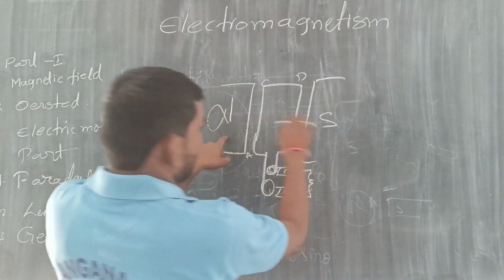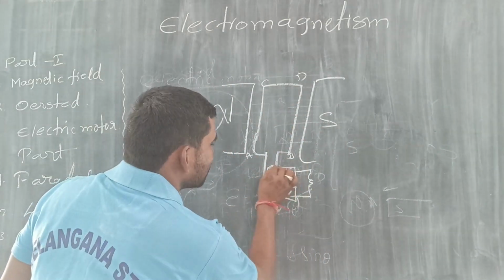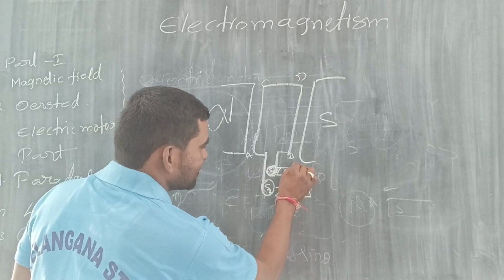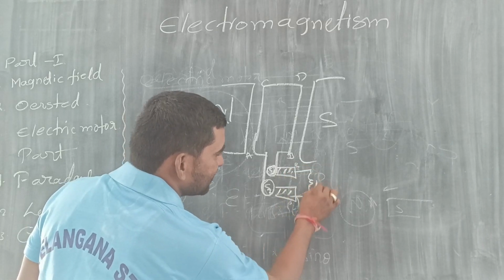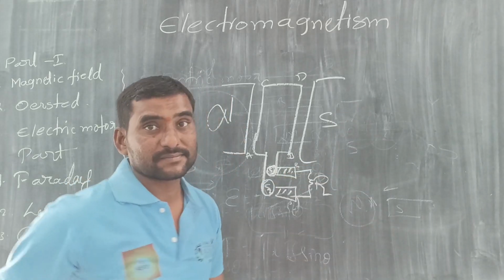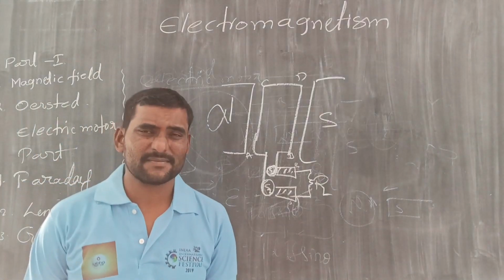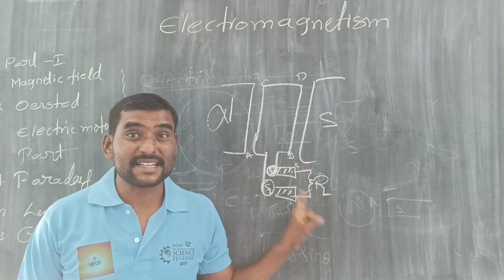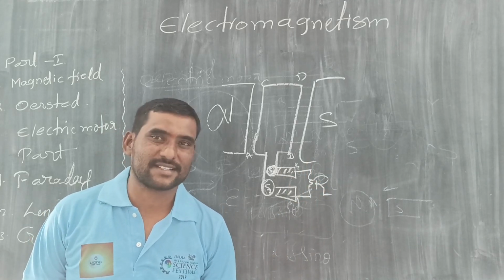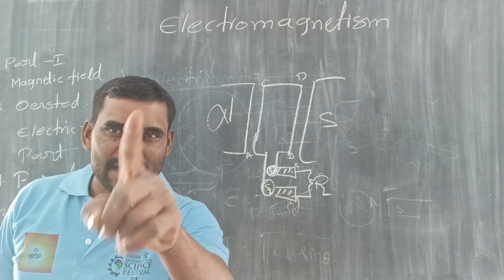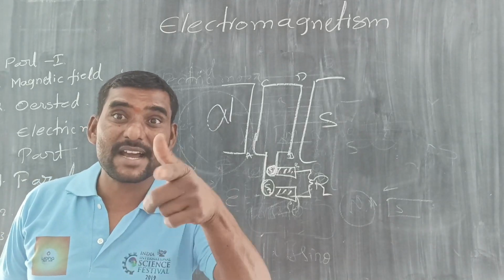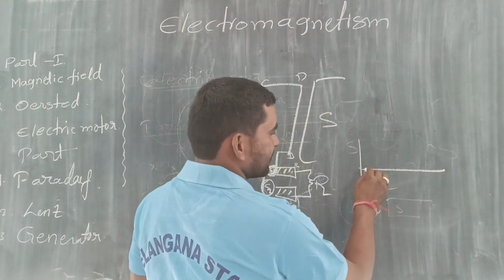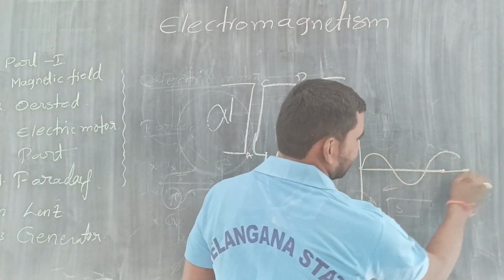Here are the parts: magnet, armature, slip rings, called S1, S2, carbon brushes B1, B2, and this load resistance RL. Simple, very, very easy. When I rotate it continuously, it creates AC, alternating current, because we use slip rings for AC. For DC we have to use commutators. So this is the AC current.